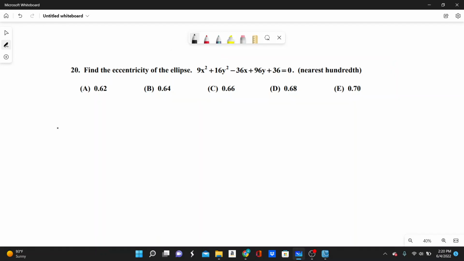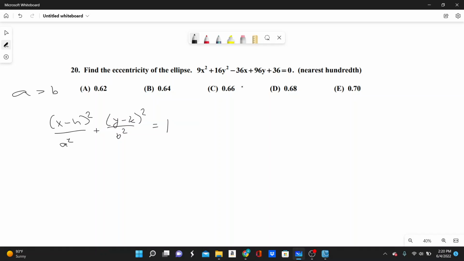So the standard form of an ellipse is (x minus h) squared over a squared plus (y minus k) squared over b squared, and that equals 1. This a and b can be switched, but in general, you're going to say that a is greater than b. So, how can we do that?